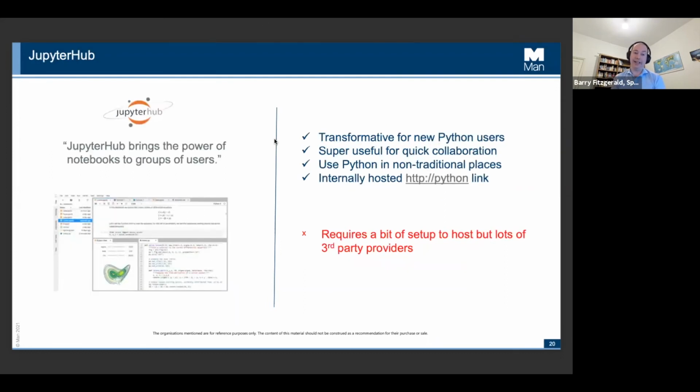And then next, Jupyter Hub. I guess everyone here probably has heard of Jupyter Hub, but I think just a slightly different spin on this that has surprised me. We made Jupyter Hub available at Man under a web link, Python. Its usage has astounded me. It's used in HR now. It's used in compliance, in legal, in sales, everywhere.